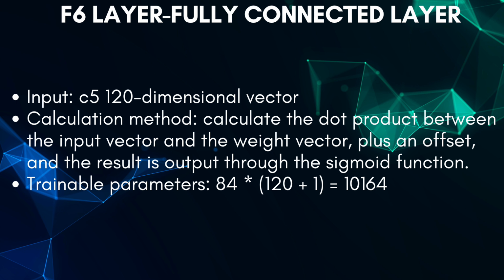Now, let's talk about the trainable parameters in this layer. The total number of parameters can be calculated as follows. 84 asterisk 120 plus 1 equals 10,164. This includes 84 neurons in the F6 layer, each connected to the 120 inputs from the C5 layer, plus an additional parameter for the bias.